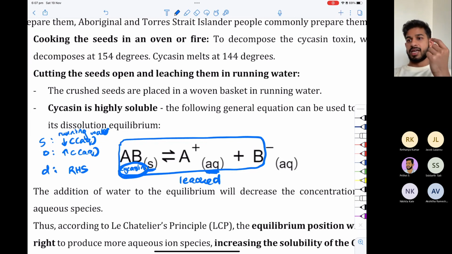Now think about this. These people were doing this hundreds, potentially thousands of years before we even knew anything about Le Chatelier, chemical equilibria, etc. Right? So that's what this dot point is all about. Understanding certain principles that we historically used that are actually very logically based in chemistry.